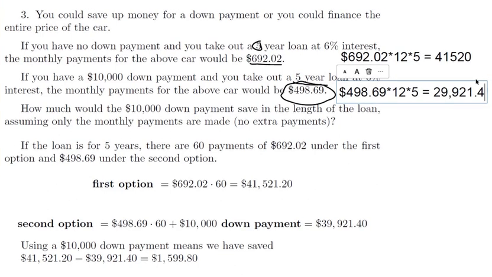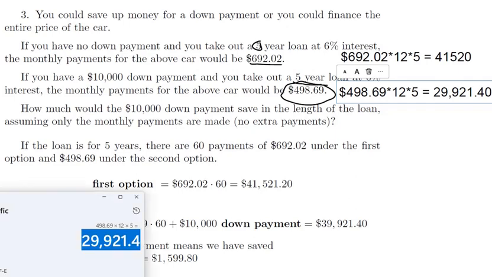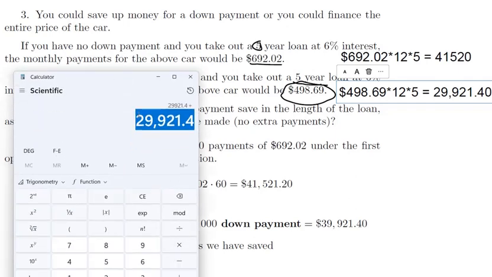But remember, in this second option, you already paid $10,000, so you'd want to add that back in, okay, like I did down here. So you're saving money, though, if you come with the $10,000 cash. This is how much you'd pay at the end if you didn't make any extra payments. You would pay $39,921.40. If you didn't come with that cash payment, this is how much you'd pay. So subtracting those two tells you how much you saved. So just giving them $10,000 early saved you $1,600 down the road.